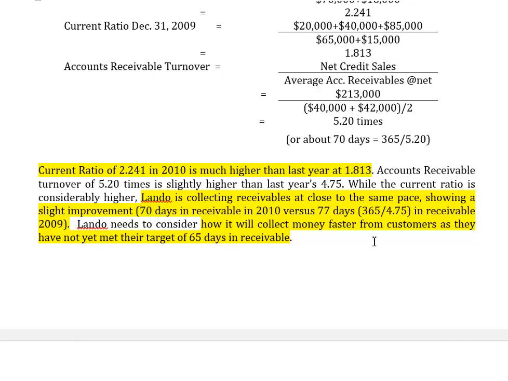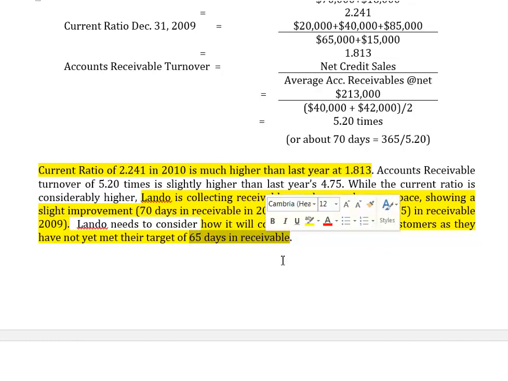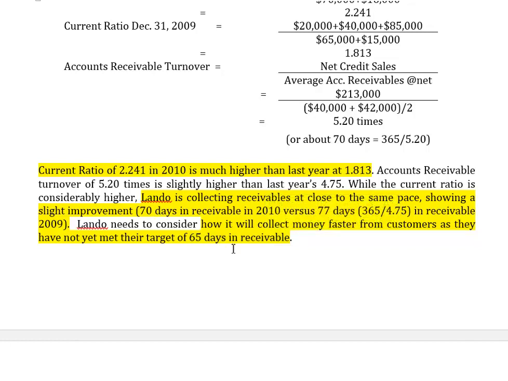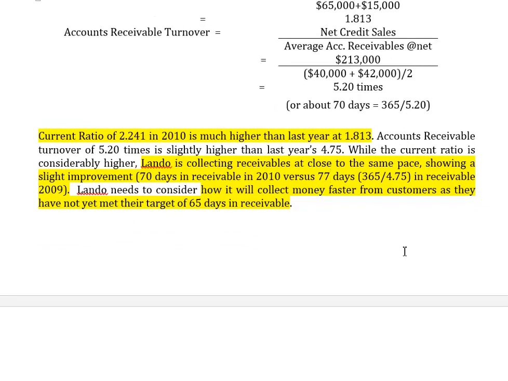So I'm getting better, but I'm not good enough. Why? Because my target was 65 days in receivable. So I really wanted to collect in 65 days on average, not 70 days. But I am better. So things are looking up.